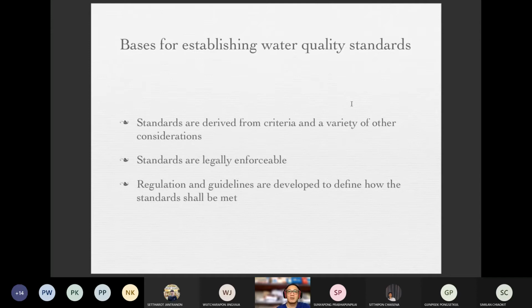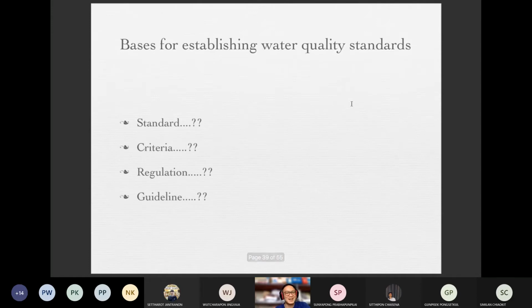So you're recommended to, for example, remove the turbidity to be less than 5 NTU, but you don't have to go to 0. 5 NTU is good enough. So this is the standard, but criteria may be 10, like that. So it depends on the condition. So criteria is more or less just the recommendation, not the standard. Okay, so these are the differences among these terms.